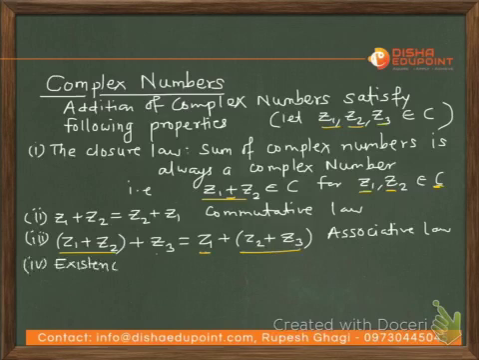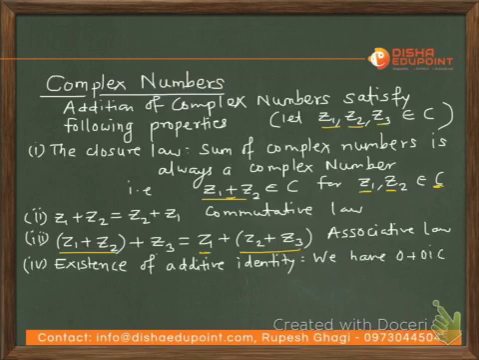Now the fourth property, which is the existence of additive identity. What is meant by identity? Identity means, for a binary operation, finding an element which doesn't change the value of the original element. So here we have a complex number 0 plus 0i. Obviously the real part is 0 and the imaginary part is 0. This is a complex number and it is denoted by 0.